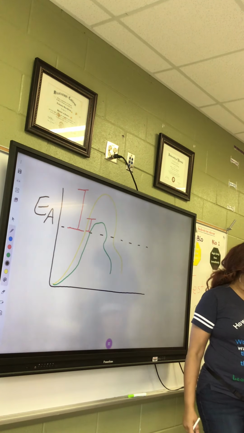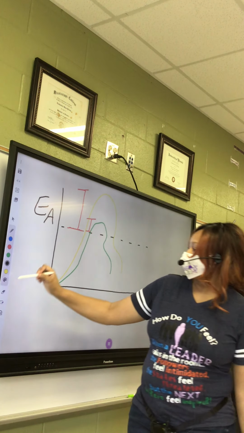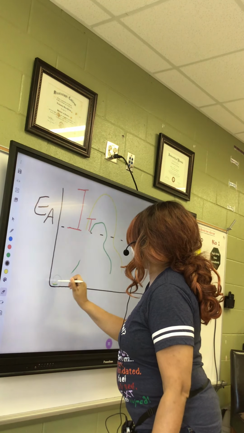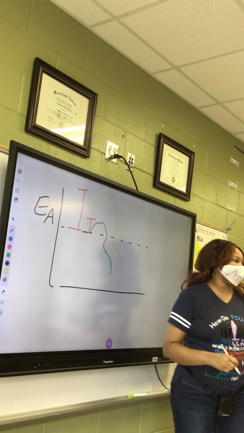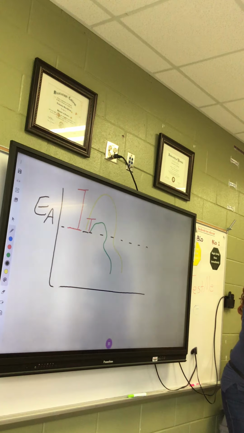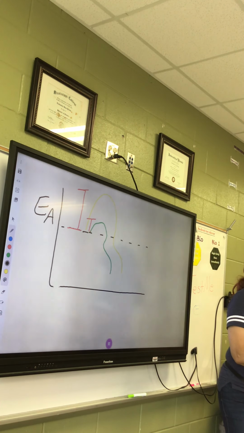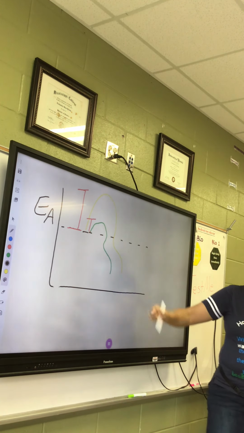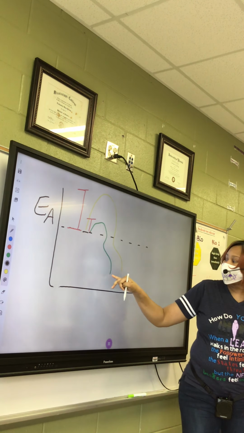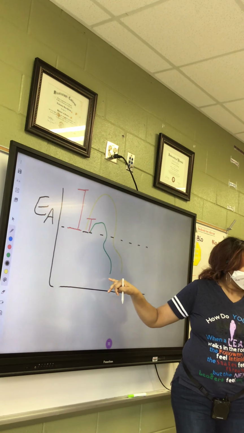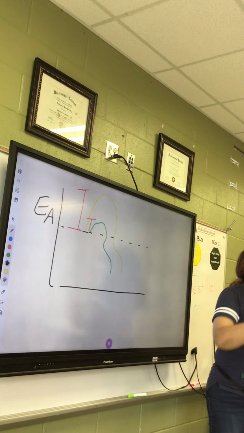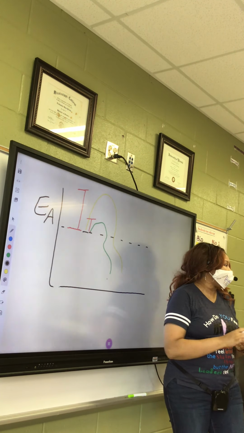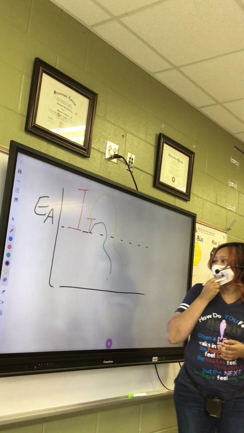Which one of these represents the enzyme catalyzed reaction, the green or the yellow? The green one. So, since it got started faster, it also reached the end point faster because it needed less energy. Okay? Do y'all understand? It's like a boost, exactly. It's a boost to get it going faster. Okay?